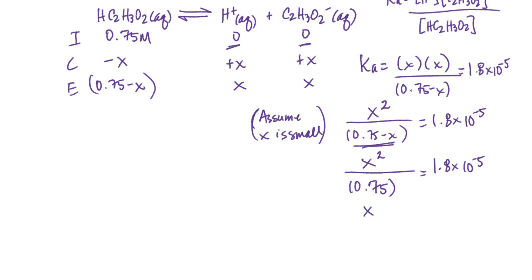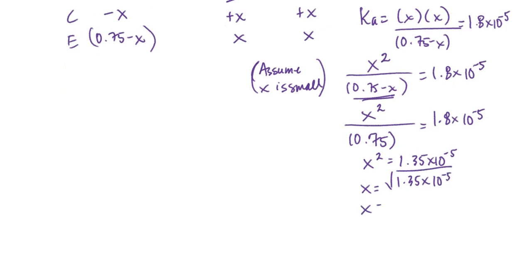So if I go ahead and multiply both sides by 0.75, I get x squared is equal to 1.35 times 10 to the negative fifth. To get x, I would need to take the square root of that same number, so the square root of 1.35 times 10 to the negative fifth. And if I go ahead and calculate that out, that would be 3.7 times 10 to the negative third molar.